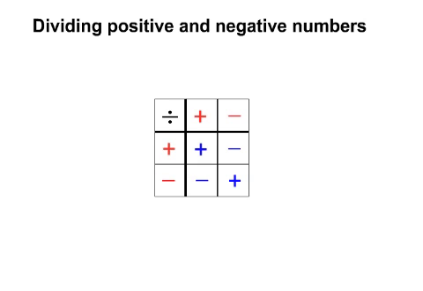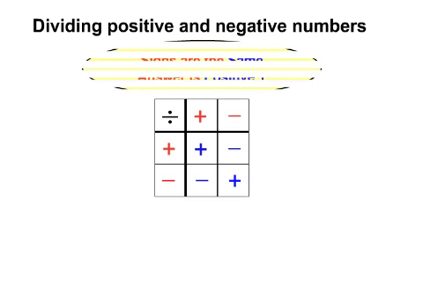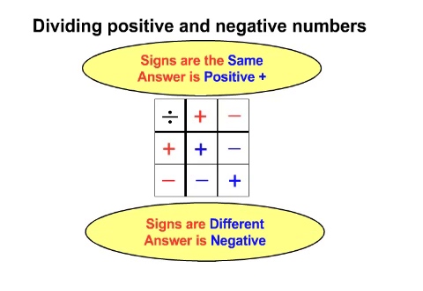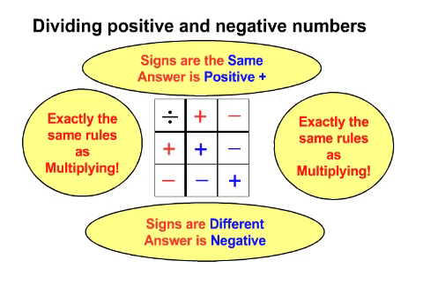Now let's divide positive and negative numbers. Look at the table and look again at the similarity between this table and the table we had for multiplication. For instance, if the signs are the same, the answer is positive. If the signs are different, the answer is negative. In other words, the rules that we use for division are exactly the same as the rules that we use for multiplication.